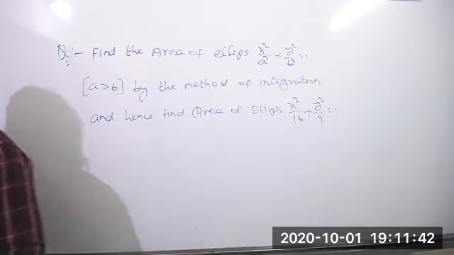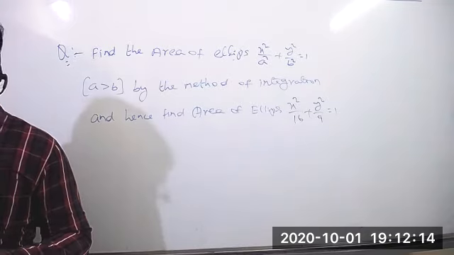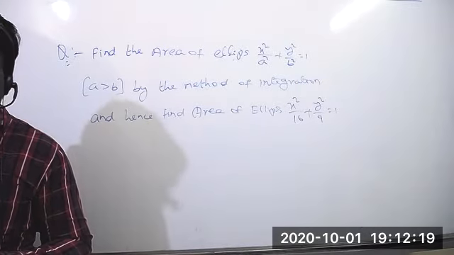This is directly for the last, essay question only. It's not a short answer. First, for this equation, they give the condition very clearly: a greater than b. That means the value of a is more and the value of b is less. Then that ellipse we will get along the x-axis or y-axis, that means horizontally or vertically.